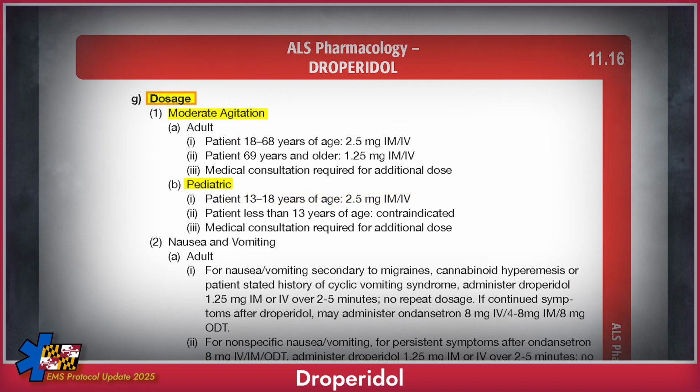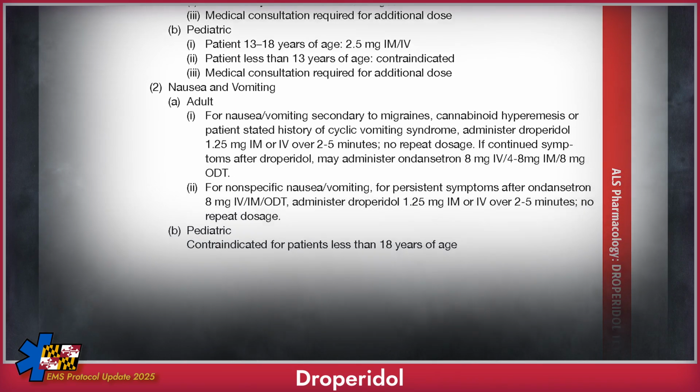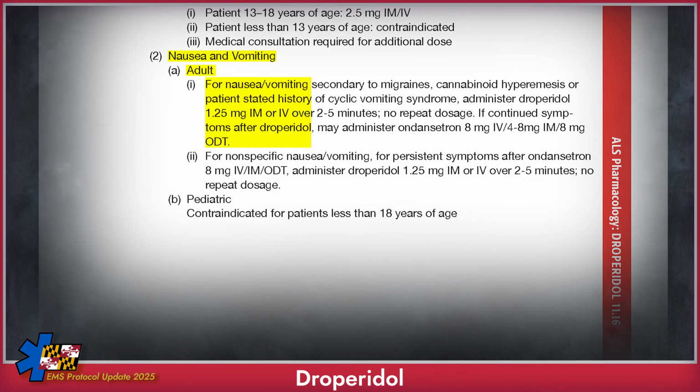Droperidol is contraindicated for treatment of moderate agitation in pediatric patients less than 13 years of age. A medical consultation is required for additional doses beyond the first dose for all age groups. For nausea and vomiting, adult patients with nausea and vomiting secondary to migraines, cannabinoid hyperemesis, or a stated history of cyclic vomiting syndrome may be administered 1.25 milligrams of droperidol IM or IV over 2 to 5 minutes with no repeat dose. If symptoms persist after droperidol administration, you may administer ondansetron.